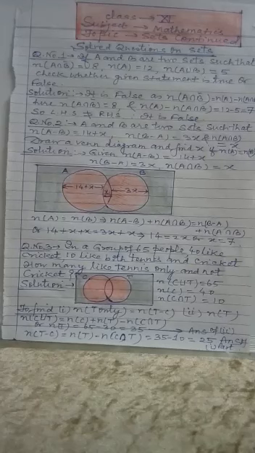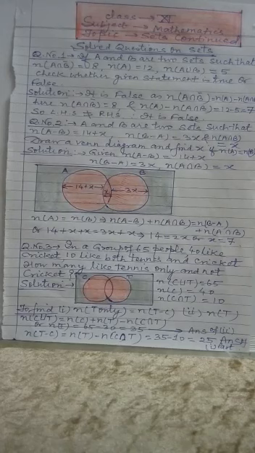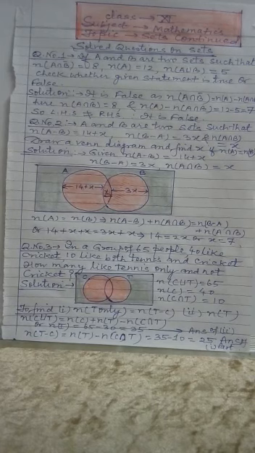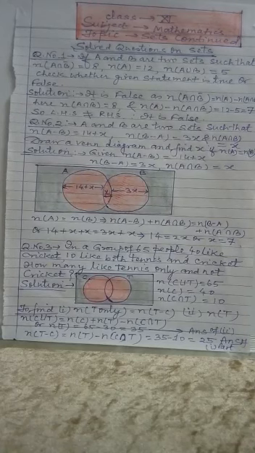So you can use the theorem n(A) equal to n(B) as given. So n(A minus B) plus n(A intersection B) is n(B minus A) plus n(A intersection B). Putting the values, 14 plus X plus X equals 3X plus X, and on solving, X equals 7.